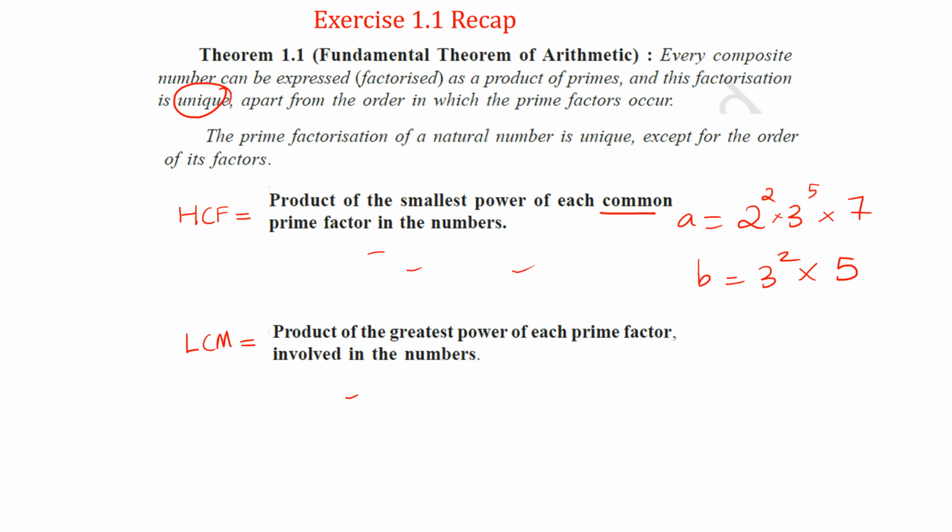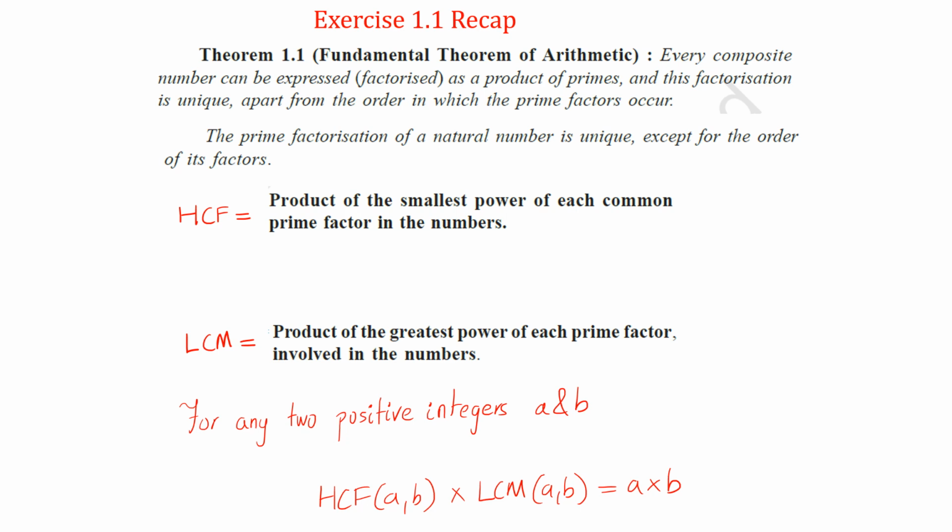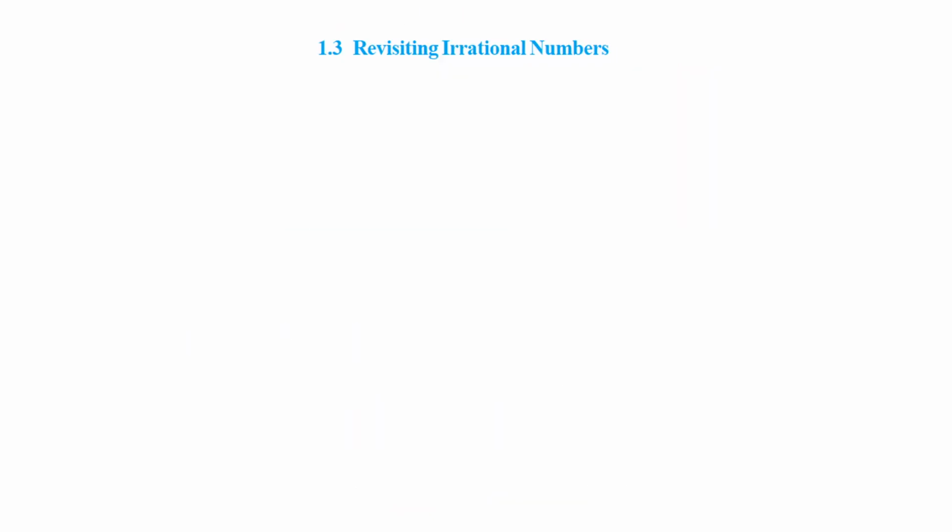And what else did we learn? We learned about a certain property of HCF and LCM, a certain identity. For any two positive integers, HCF times LCM is equal to the product of the numbers. Okay. So now let's come to the second exercise.